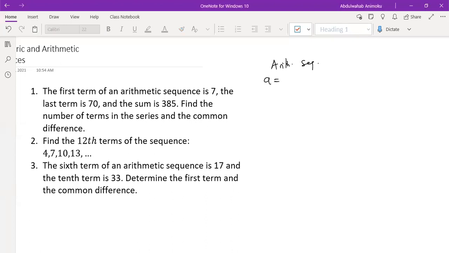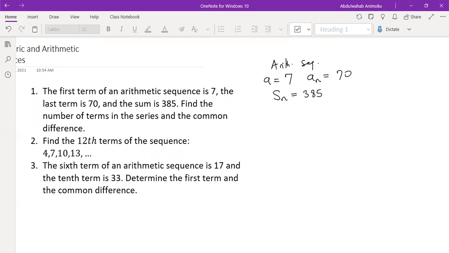So we usually denote the first term as a, and then the last term. When they say the last term, it's usually the nth term, right? Because we don't know what the last term is. So the nth term is giving us 70, and the sum is 385. That means the sum from the first term up to the nth term is 385. So this is how you distill the information from the problem.